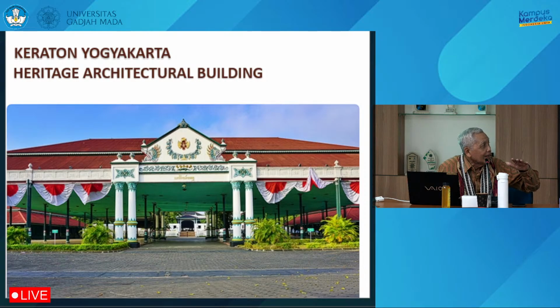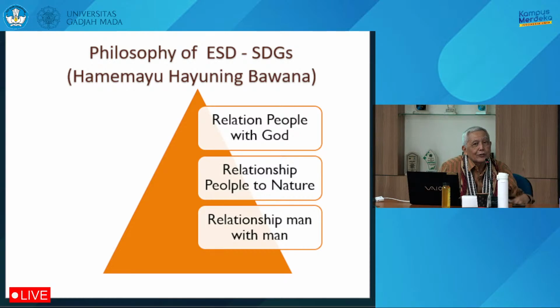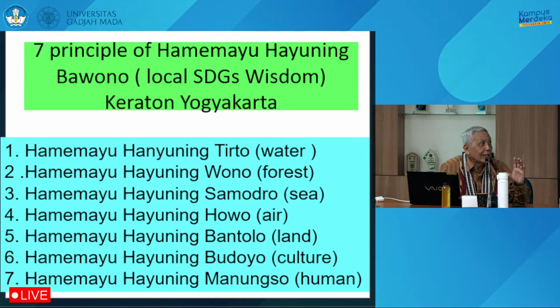And how do the local SDGs in Yogyakarta start? Be wise to manage water, wise to manage forest, wise to manage sea, atmosphere, land and culture. Let's start. So SDGs were already developed long ago in Yogyakarta by Sultan Agung, the first.